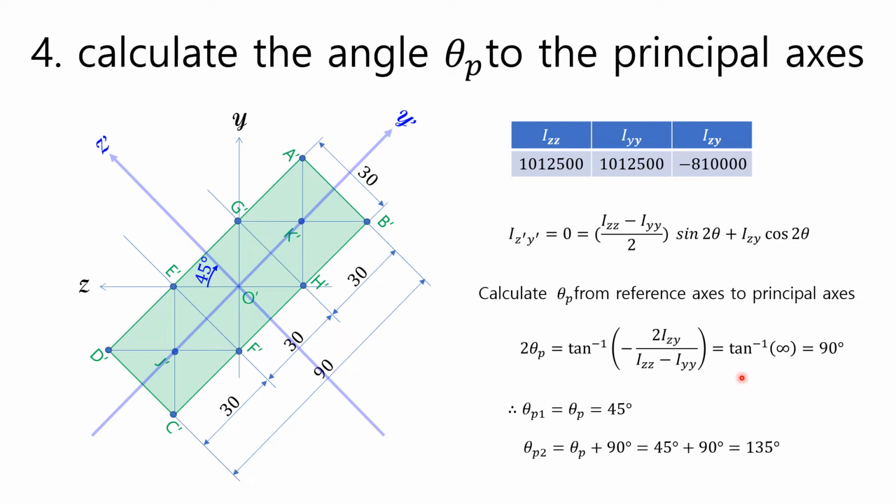The cases where the arctangent becomes positive infinity between 0 and 360 degrees are 90 degrees and 270 degrees. So 2 theta p represents the angle with respect to two principal axes. It represents theta p and theta p plus 90 degrees. In this example, 45 degrees and 135 degrees.